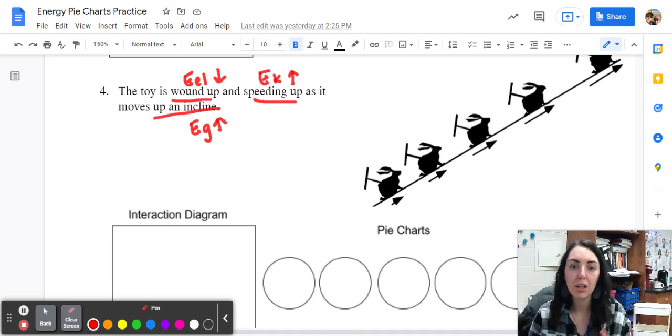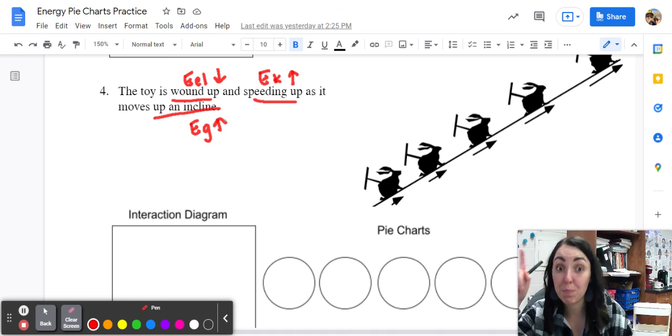So as you go across, your elastic energy should get smaller, but your kinetic and gravitational should get bigger. So good luck.